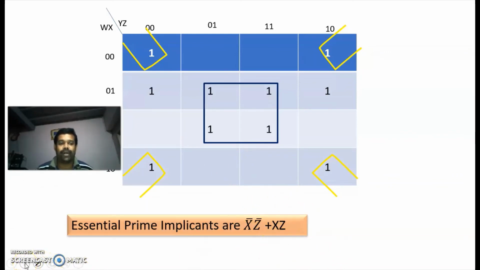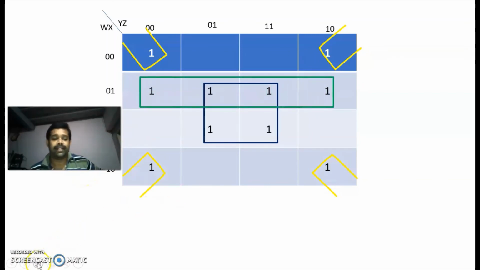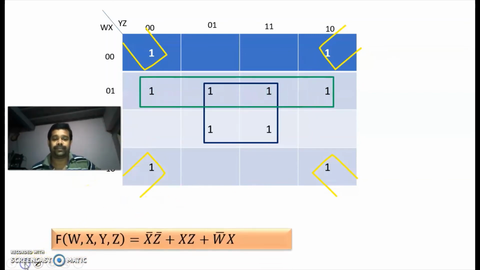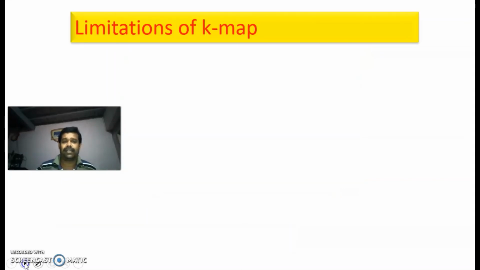Then we have written the expression. Then we are going for the simplification. So these two are not grouped. So these four ones we are taking, and we are writing the expression. First, we are finding the essential prime implicant, then we are writing the simplified expression.